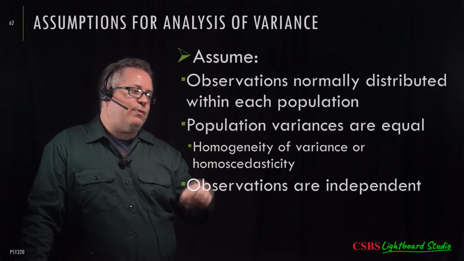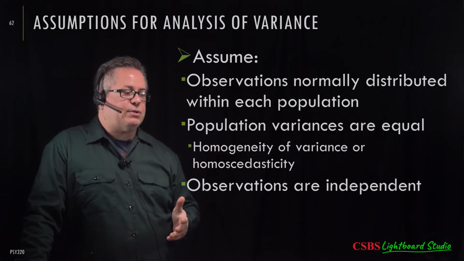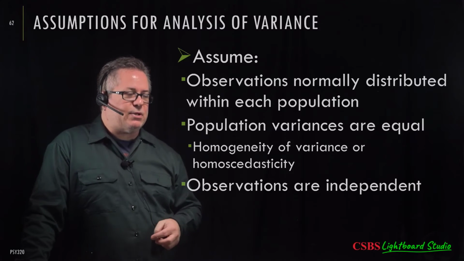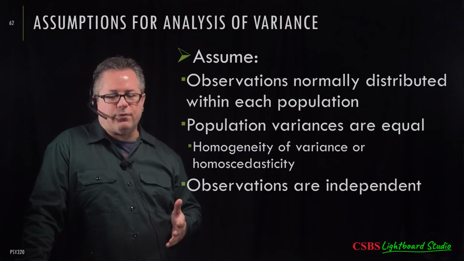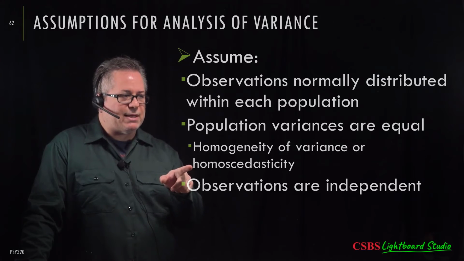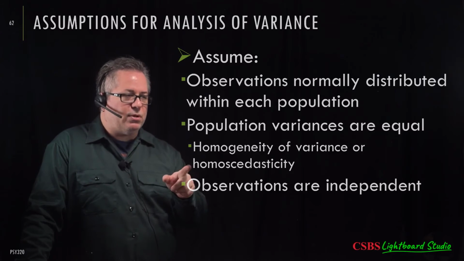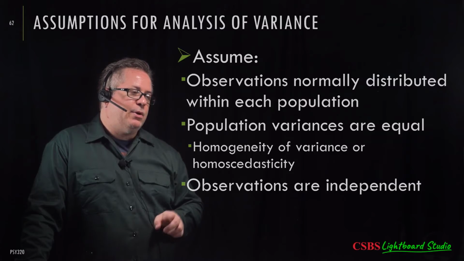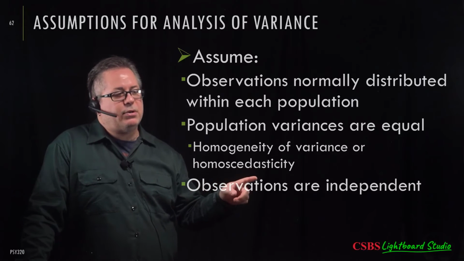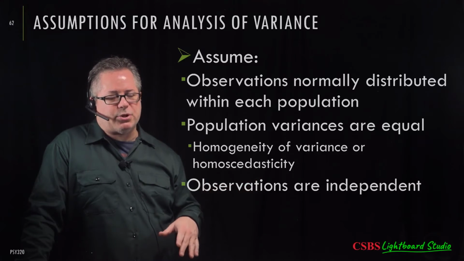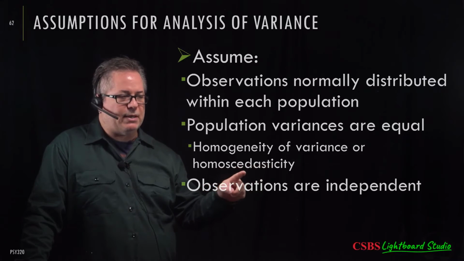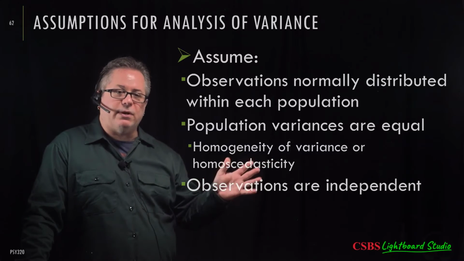We're assuming the population variances are equal. Right, so this is again the homogeneity of variance assumption, or another term for that is this word homoscedasticity. That's really a word, homoscedasticity, which is just a single word, and this comes out of more of a regression approach, but it means the same idea, that the variances are roughly equal across groups.